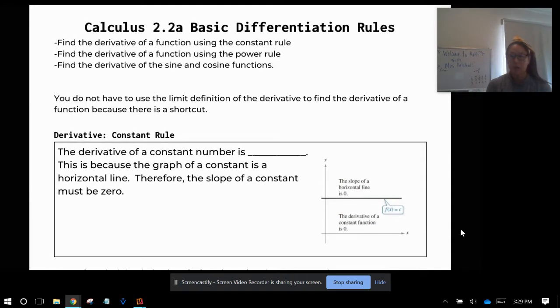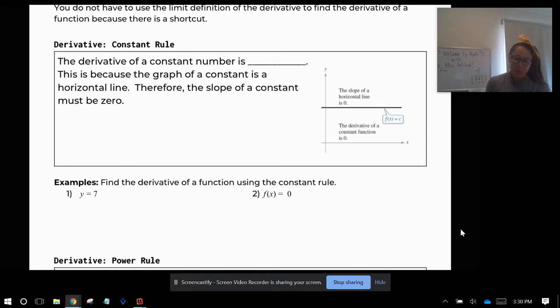We're going to talk about differentiation rules today. First, these are shortcuts, so you don't have to use the limit definition of a derivative. We're going to use the shortcut. You still have to know how to use the limit definition of a derivative, but not for today.